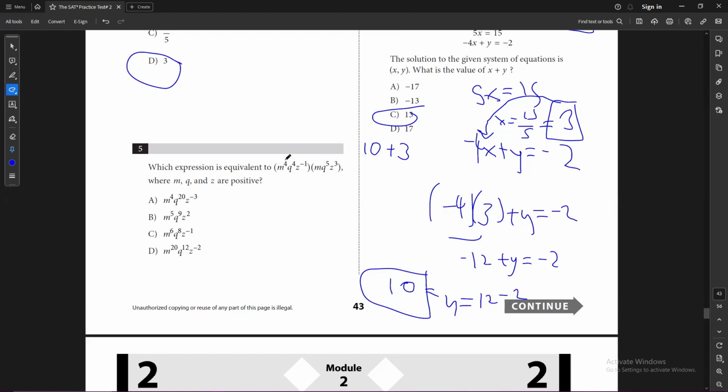So when you're just multiplying these expressions, just multiply this m with over here, and m to the fourth power times m has to be m to the fifth. Q to the fourth times q to the fifth is going to be q to the ninth, and z to the negative first times z to the third is going to be z to the second power, which is answer choice B.